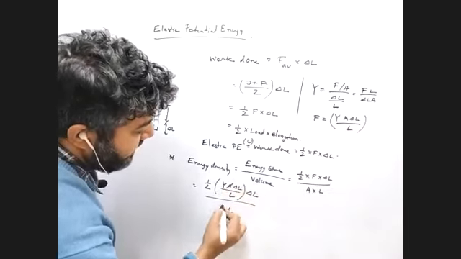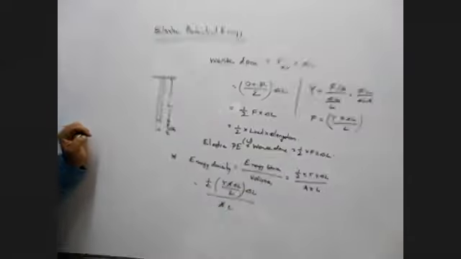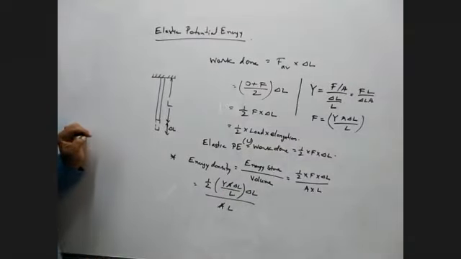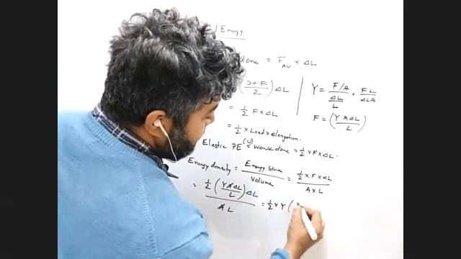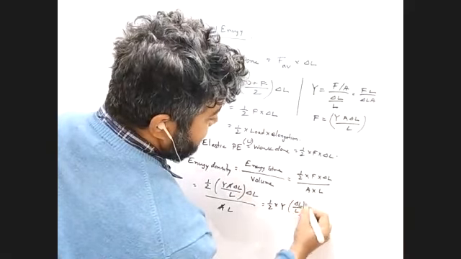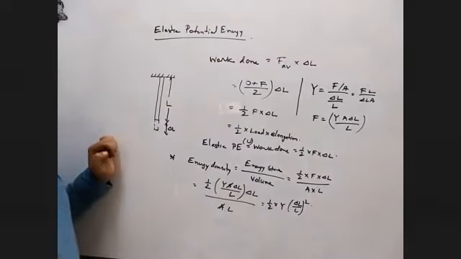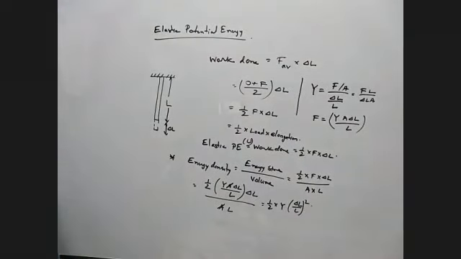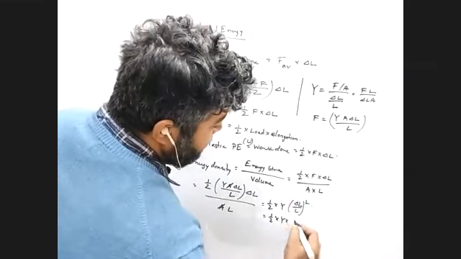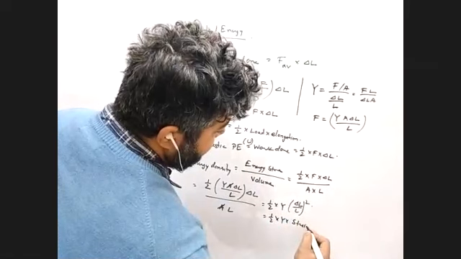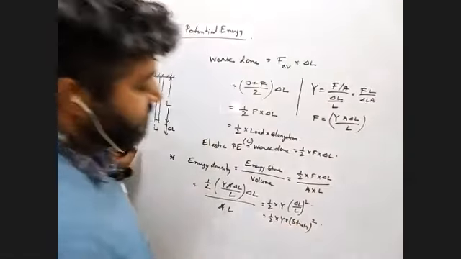We can cancel this A. So this is equal to half Y into del L by L whole square. Is it okay? So this one we can write as half Y into strain square. Can we write?